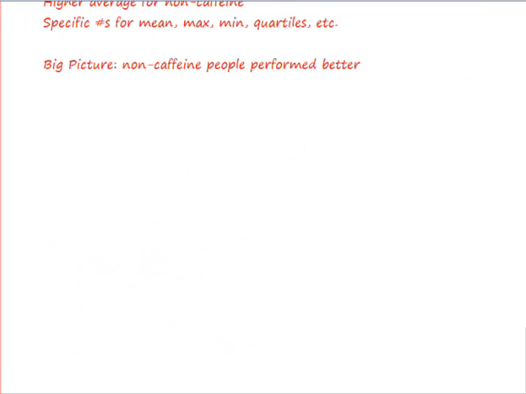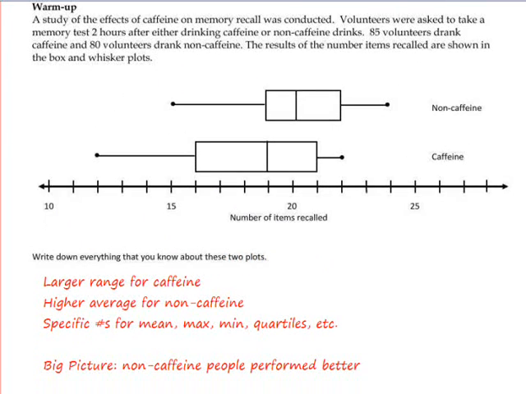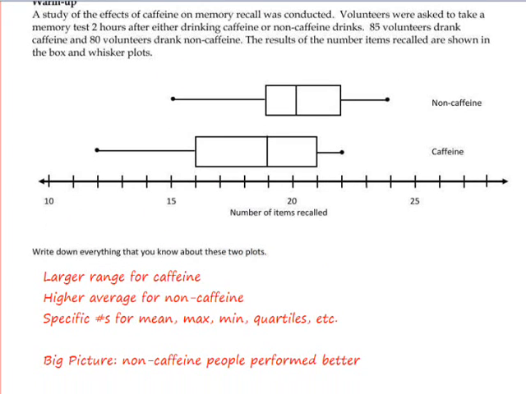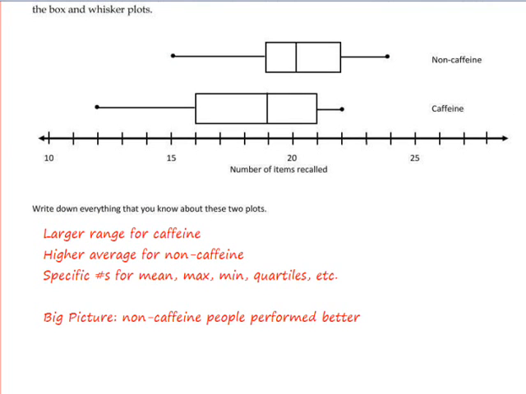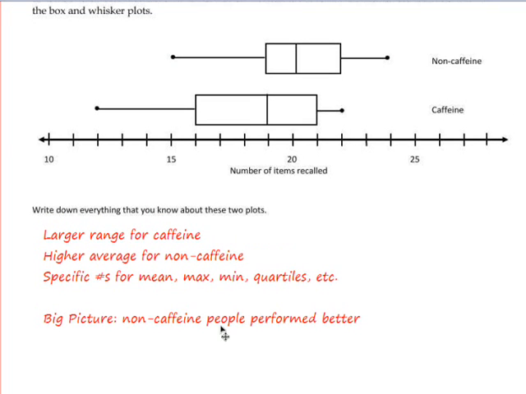because I think there are some points on it that I want to make sure you guys have got. Hopefully you wrote down probably a lot more than I have. Obviously there are some big picture things I want to look at. The biggest picture thing we'll look at in a second. First, there's a larger range for caffeine. Range is the distance between the lowest and the highest. There's a higher average for non-caffeine. I'm sure there are some specific numbers that you got for mean and max and min and the lower quartile and the upper quartile and all that, and that's all great.